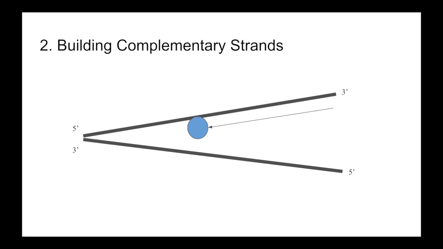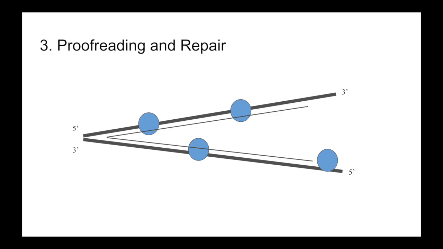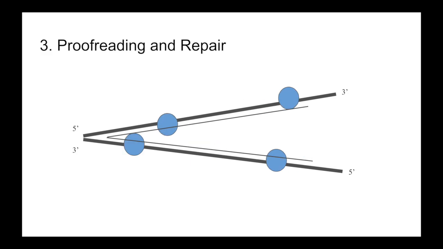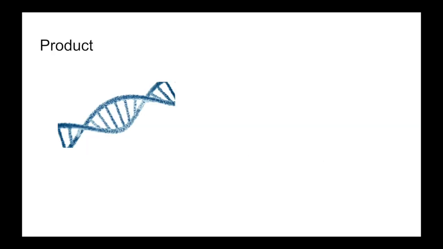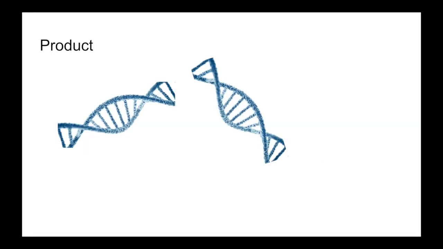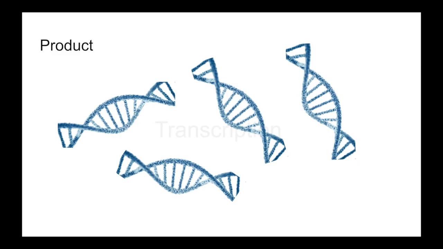On the leading strand, the top one, it goes from 5' to 3', and on the lagging strand, the bottom one, it goes from 3' to 5' and builds in fragments. Number 3, proofreading and repair. DNA polymerase 1 and 3 act as quality control mechanisms and proofread the new sequence. They will also repair incorrect nucleotides. The product: the product of DNA replication is just more DNA.